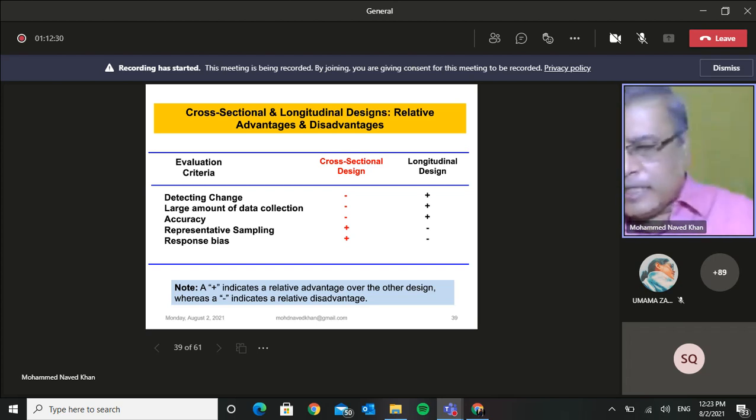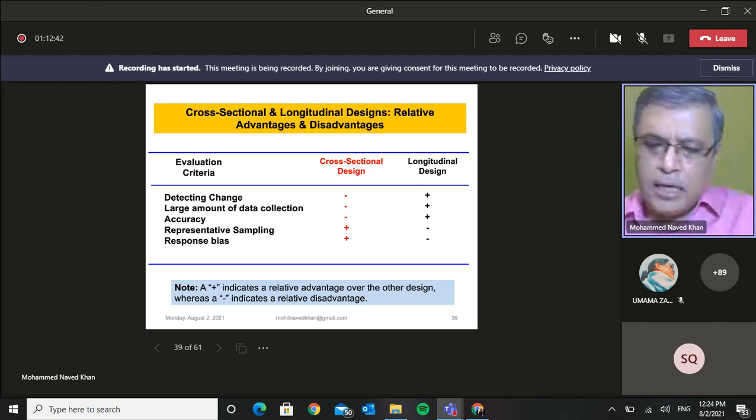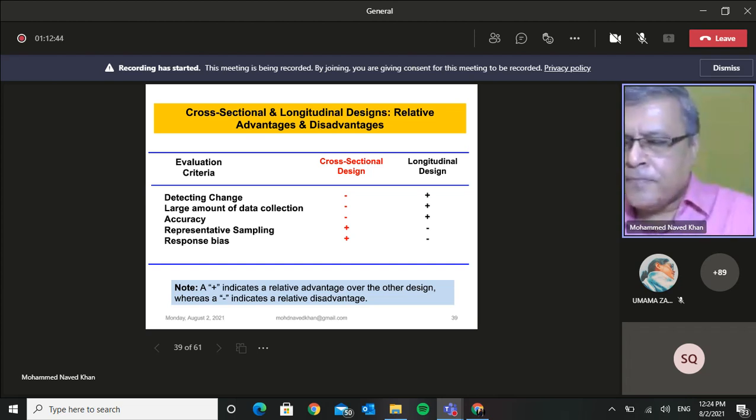Then as far as accuracy is concerned, we say that longitudinal designs are more accurate and cross-sectional designs are less accurate. Now, why do we say this? Because if you recall, in one of the slides we were discussing that in case of longitudinal designs, there is less reliance on the memory of the respondent.